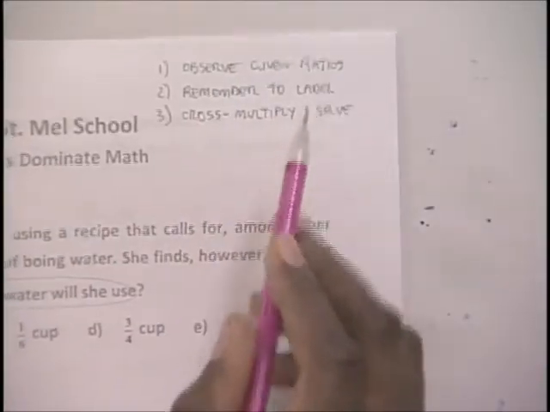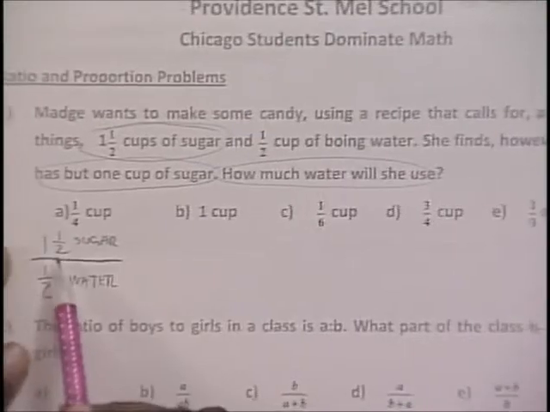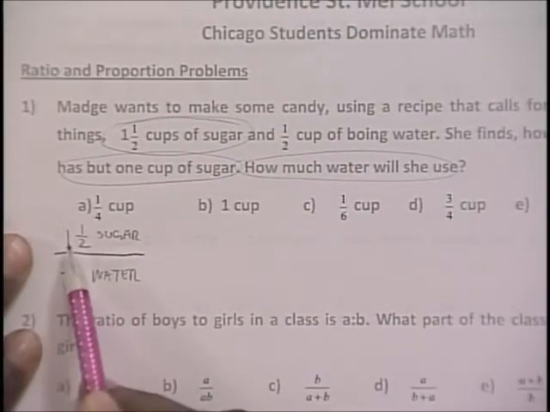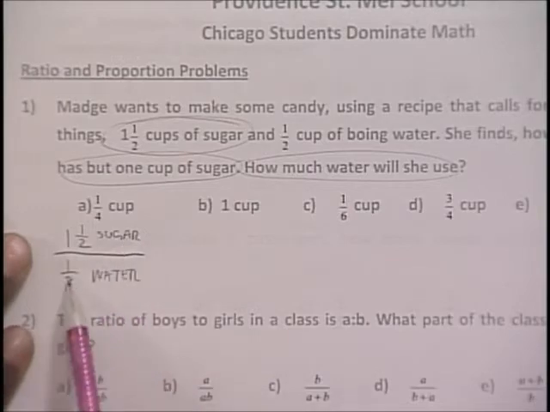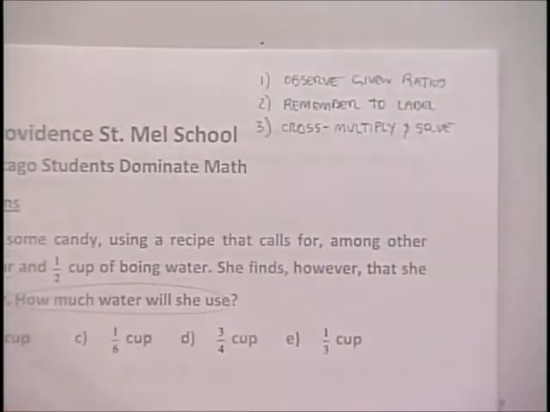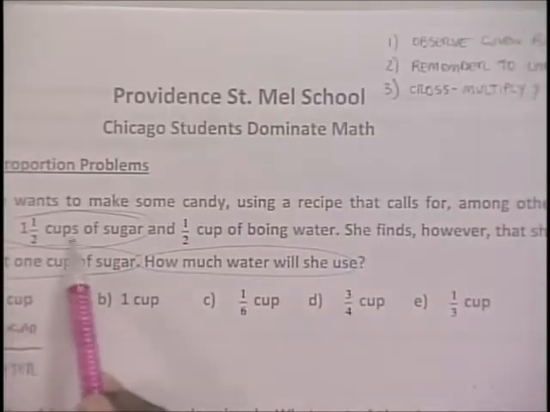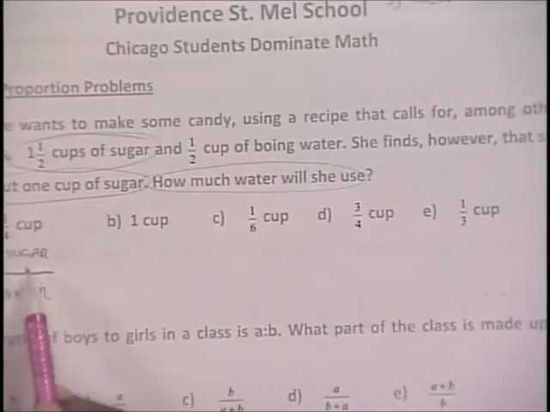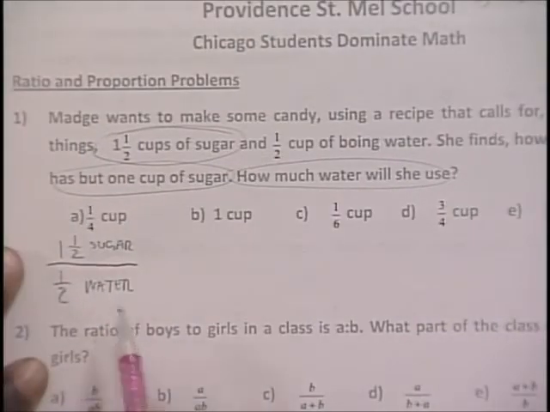Notice how I also said you remember to label. I didn't just put 1½ here, and I didn't just put 1/2 here. I'm actually labeling 1½ cups of sugar, 1/2 cup of water. So again, you have to observe the given ratios. I did that: 1½ cups sugar, 1/2 cup boiling water. And the second idea I want you to remember is to label. That's why I put the sugar here and the water here. Now we're going to set up a proportion.